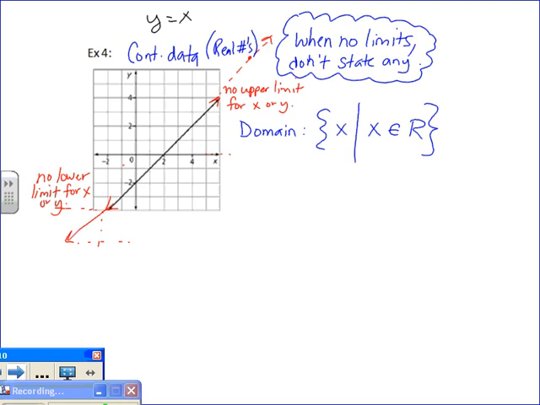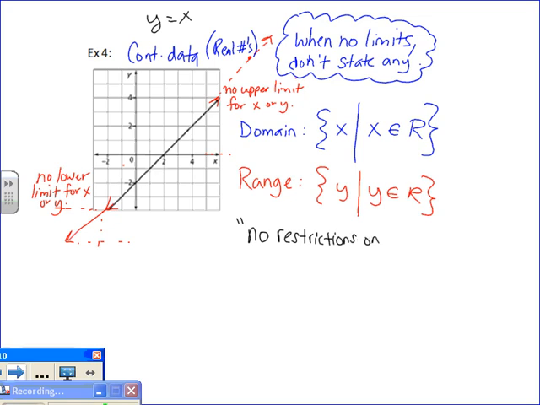Range is going to be the exact same thing here. There's no upper or lower limit for the y values, so we say curly bracket y is such that, no limits, so we don't state them. y is just a member of the real numbers. So these are actually really easy to write the domain and range for. There's no restrictions, is really what this means. No limits, no restrictions on x or y.